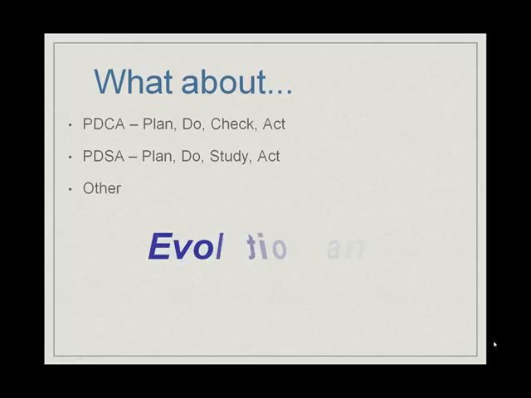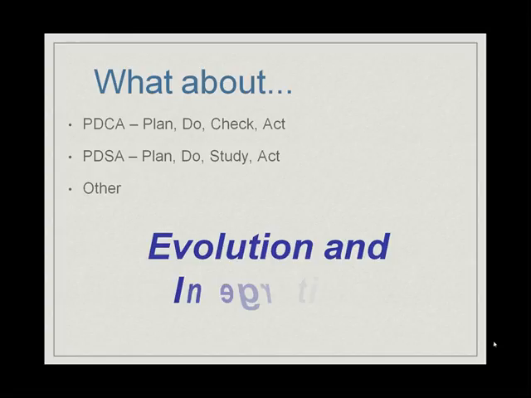So what about Plan, Do, Check, Act and Plan, Do, Study, Act and other methodologies? Well, again, Six Sigma is an evolutionary process. It's evolution and integration. It's the development that was given birth from these previous methodologies. The benefit of Six Sigma is it's a more defined roadmap, and I'm sure better roadmaps will exist in the future.